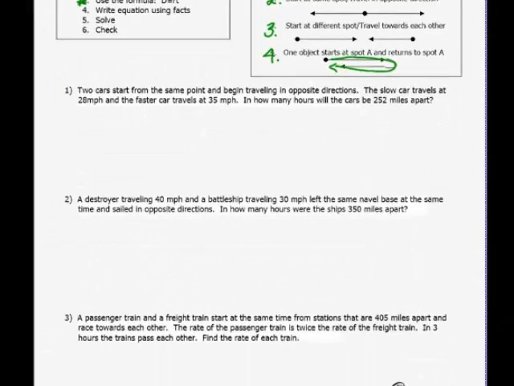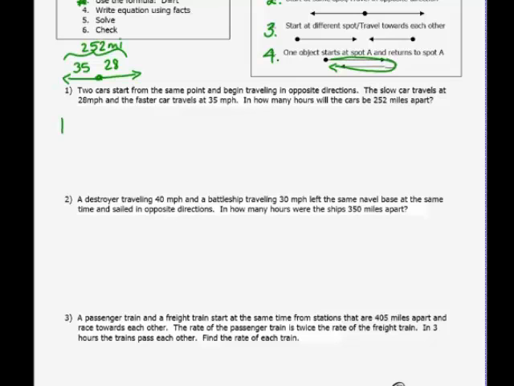Now, I'm going to use a table, like I said, and this situation is 2 cars start from the same point and travel in opposite directions. So this is my picture for number 1. The slow car travels at 28 miles per hour and the faster car travels at 35. How many hours will the cars be 252 miles apart?